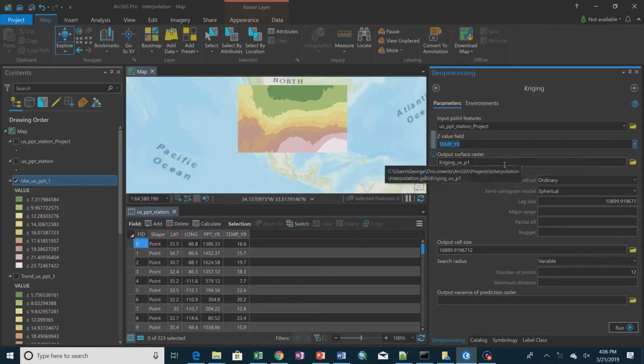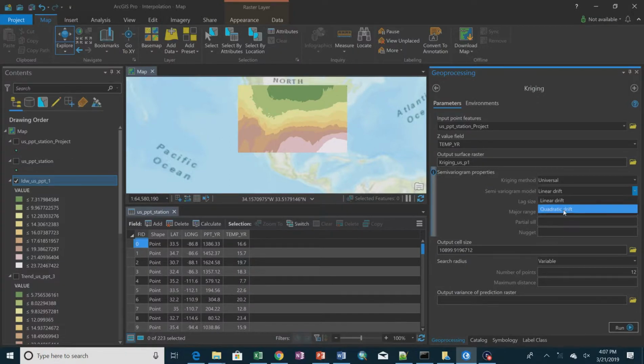Here's the surface raster. That's the normal default value. Here's ordinary. Does ordinary consider a trend or not? Remember, ordinary versus universal. One of them considers a trend, one of them doesn't. Ordinary doesn't have a trend. Right. I think we should choose universal because there's a trend in the data. Here you can specify whether it's a first order or a second order, quadratic drift.